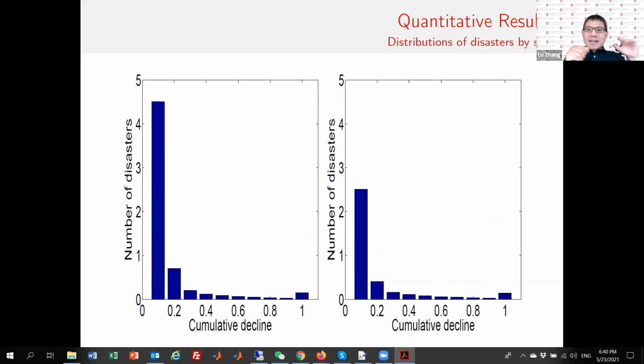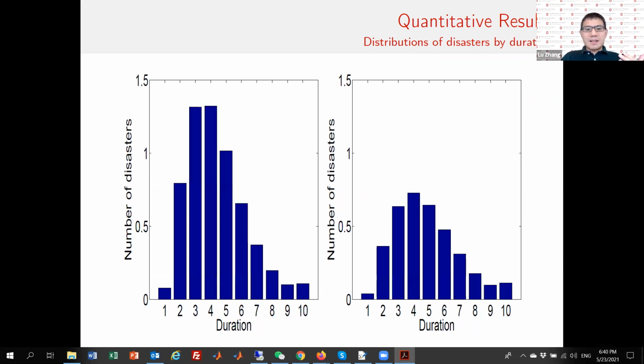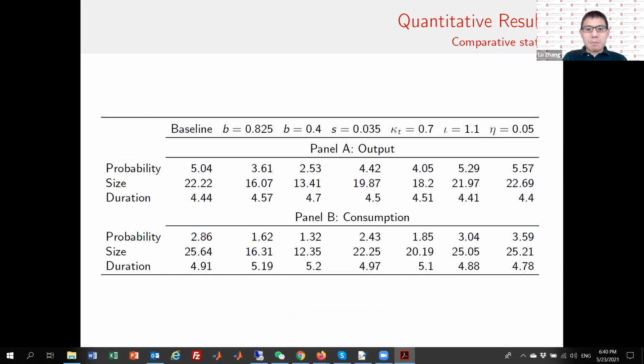We also looked at the distribution of disasters by size. It follows a power distribution, and duration as well. This is mostly consistent with Barro and Zhang's econometric paper.